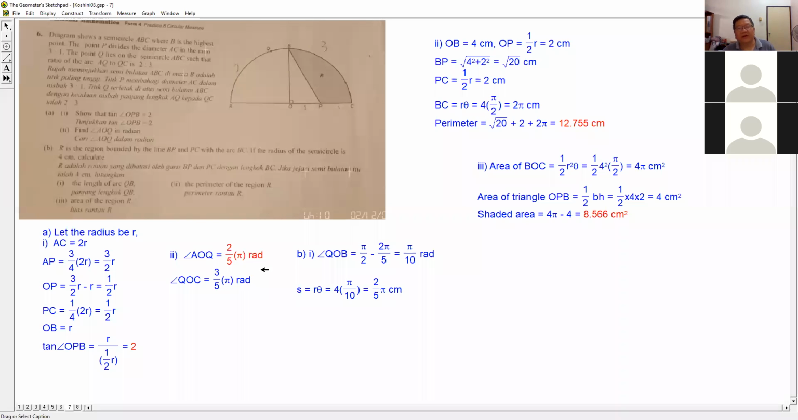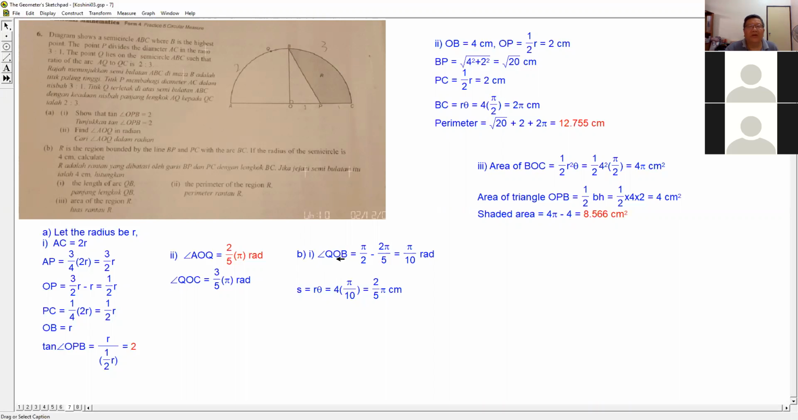So far, this one I think okay. Now we continue with R. Now this R is a shaded region here. It is enclosed by 3 lines: the arc, which is a quarter of a circle, then the straight line BP and the straight line BC. So it's 3 lines.